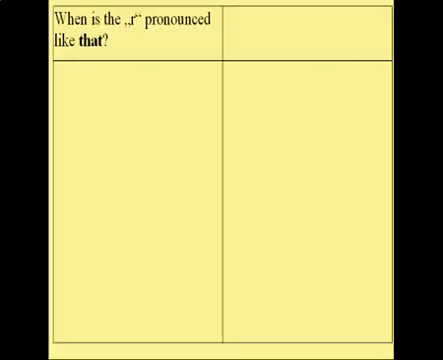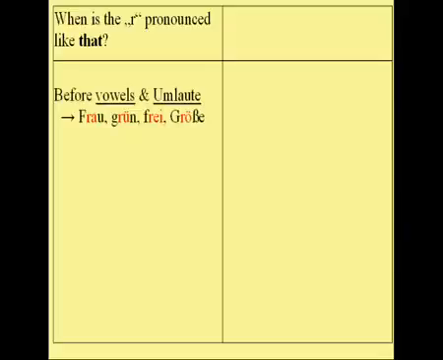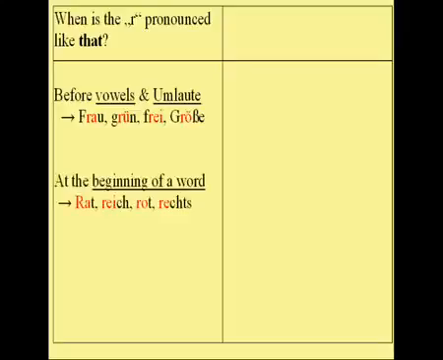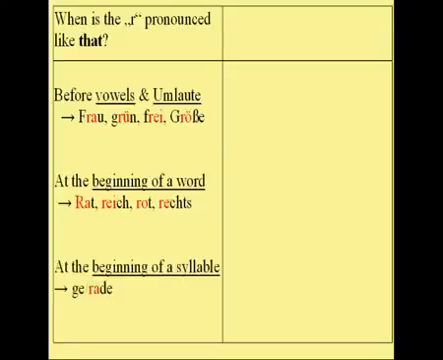So there remains the question about when the R is pronounced like that. It is pronounced like that before vowels and umlaute, like for instance in Frau, grün, frei und Größe. And also at the beginning of a word, like for instance in Rad, reich, rot and rechts. And at the beginning of a syllable, like in gerade. Ge is the first syllable and rade is the second one, and in this case the R is at the beginning of the second syllable.